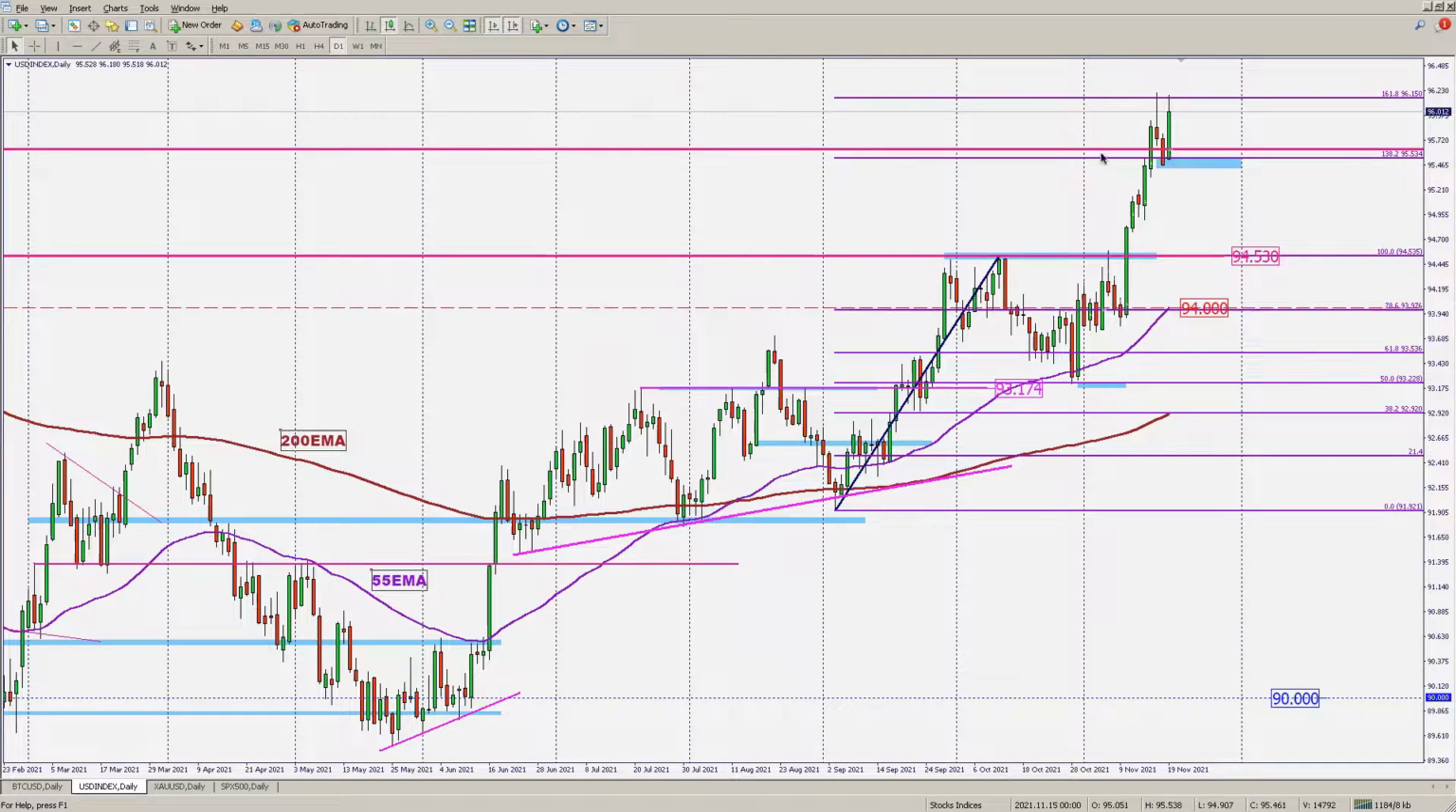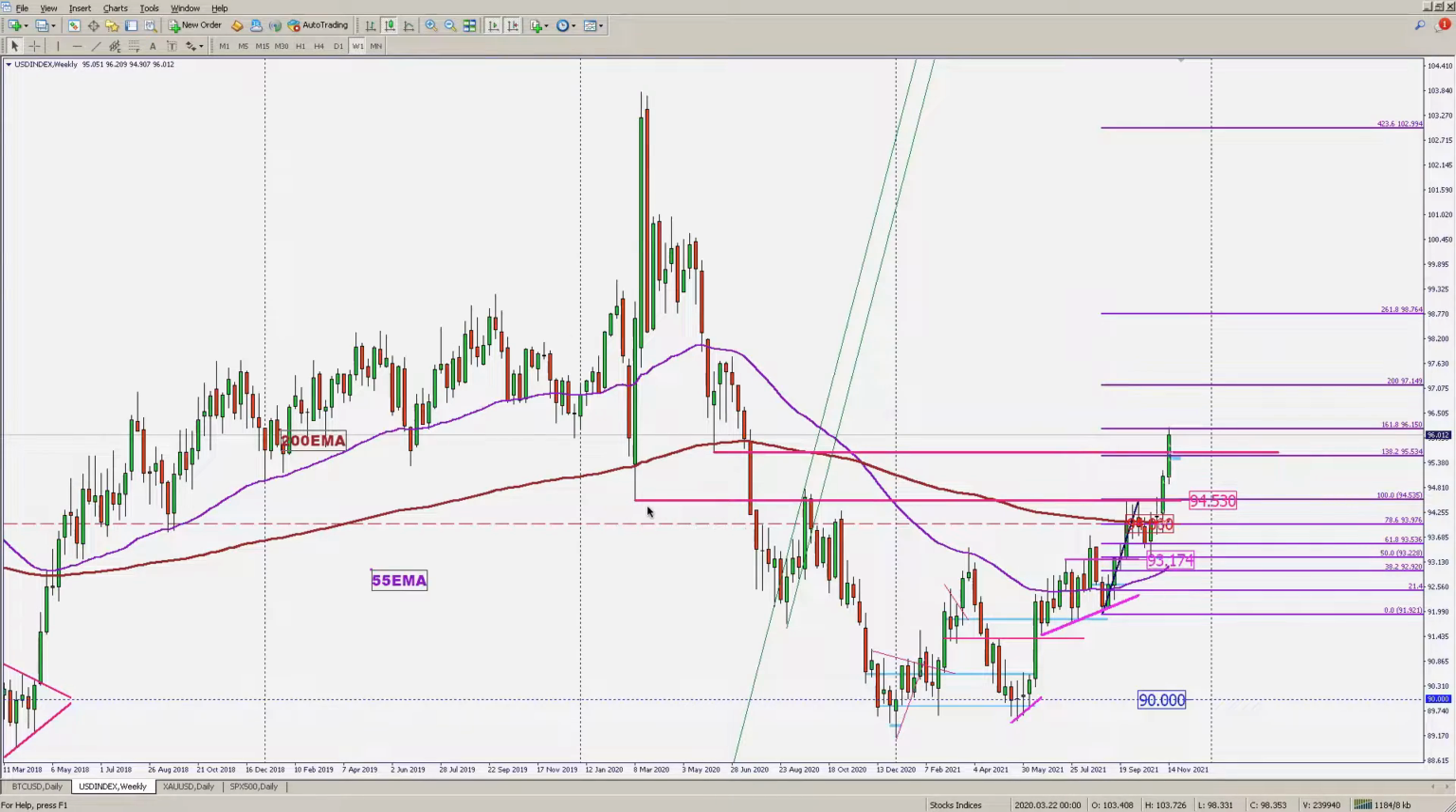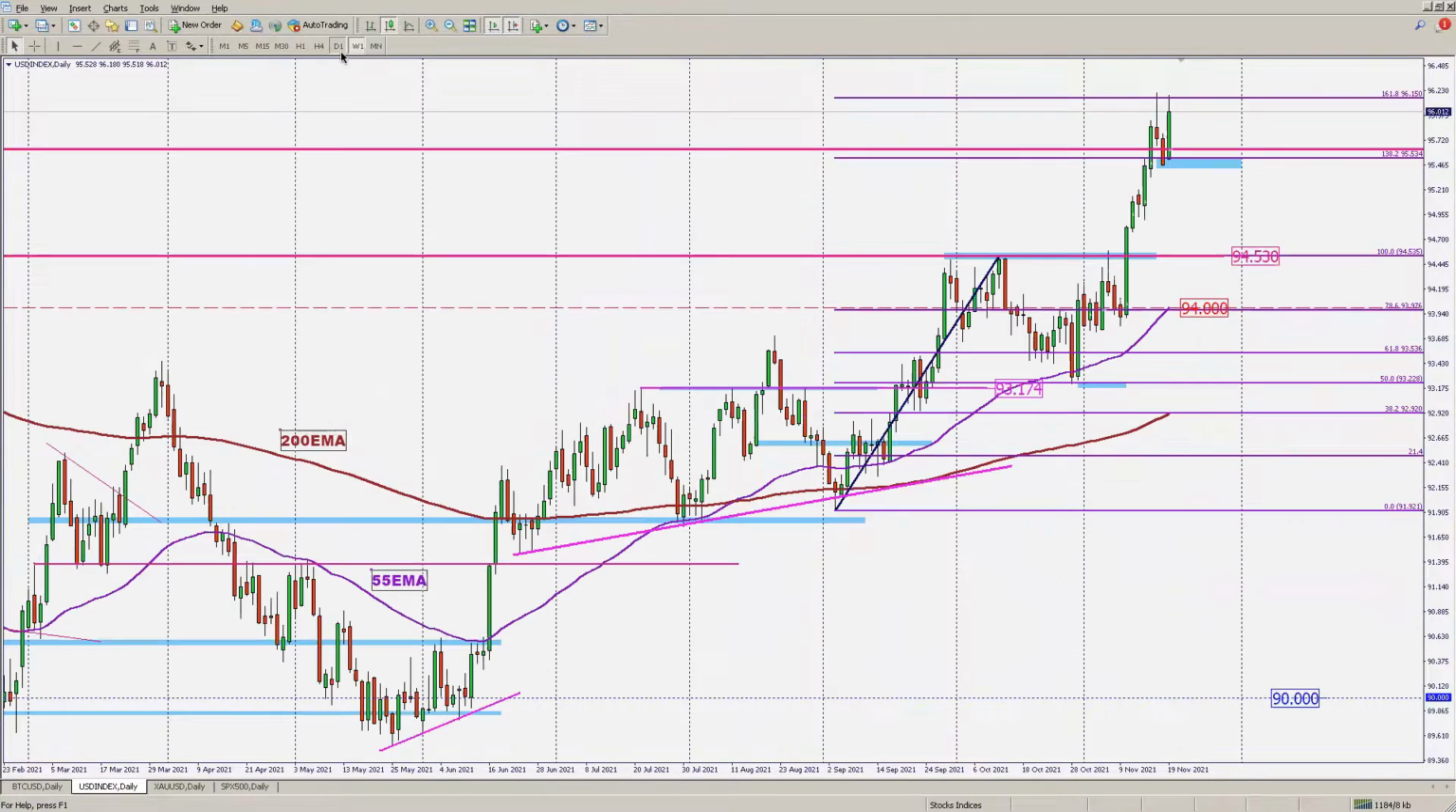And it closed above this long-term swing low of this area. Sorry, this swing low here, the second higher swing low, which was close to the 138 fib. This whole area is the support zone now.